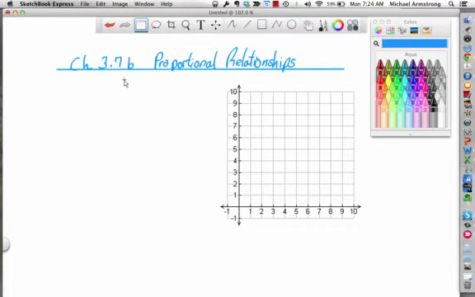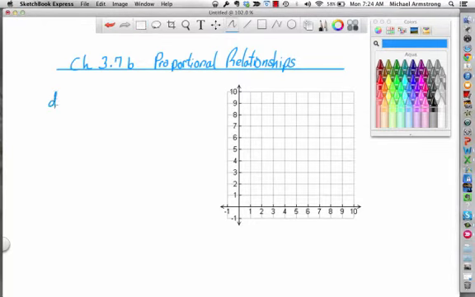Okay, chapter 3.7b, proportional relationships. This video should go quicker than the last one. We just have to kind of discuss the things that we talked about. The example in this one talks about a distance traveled by a train. And the distance usually is proportional to the time.